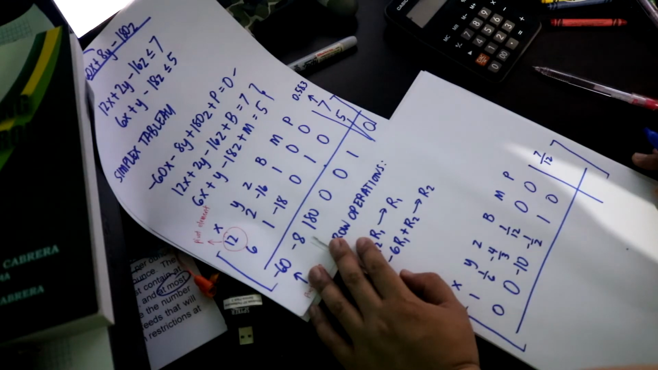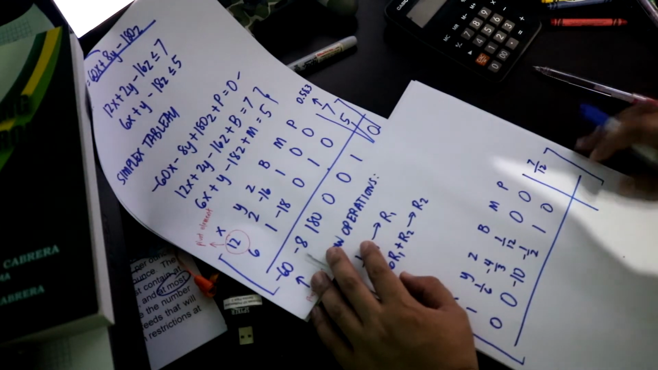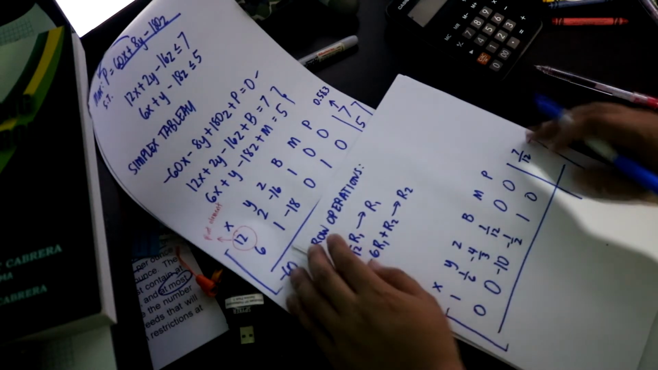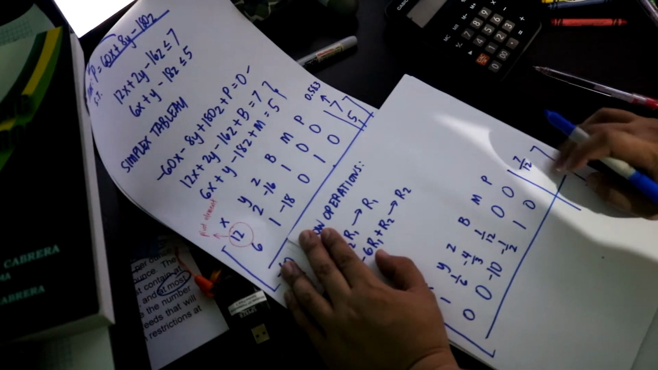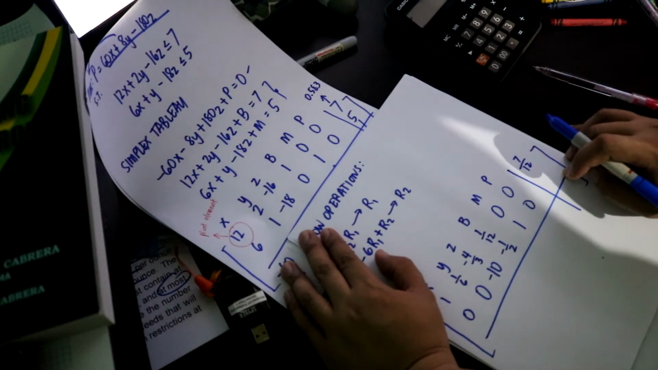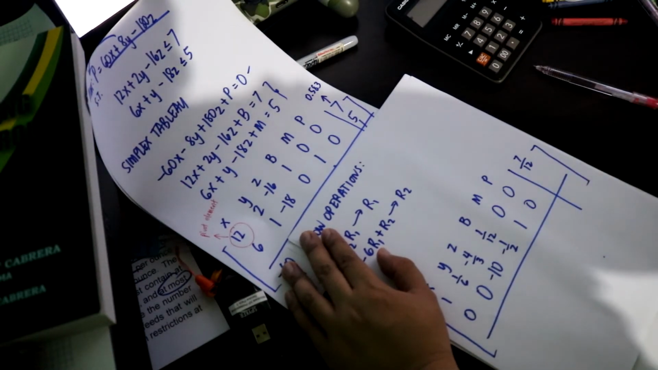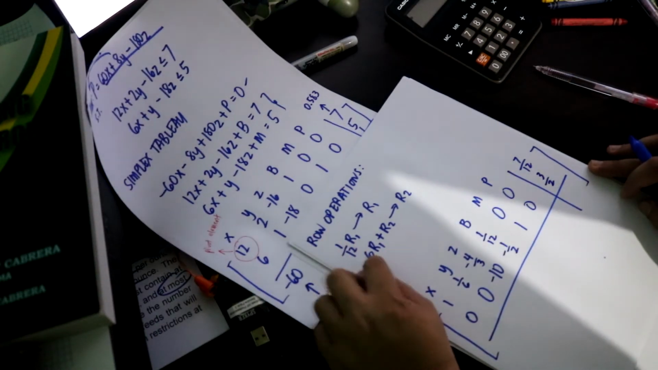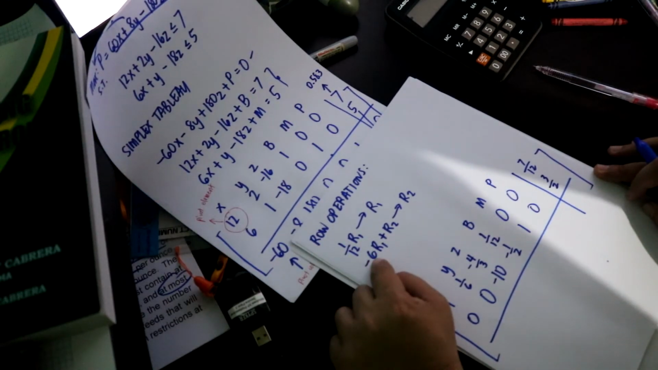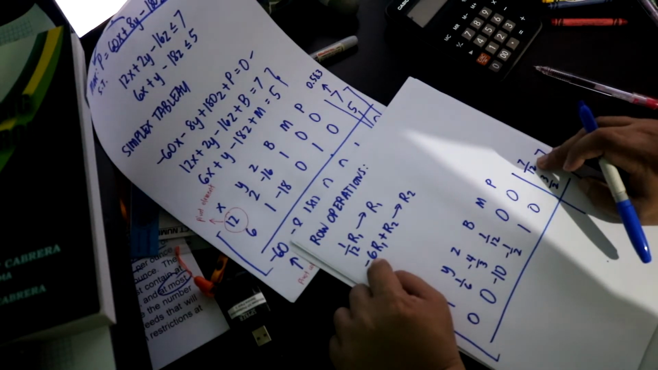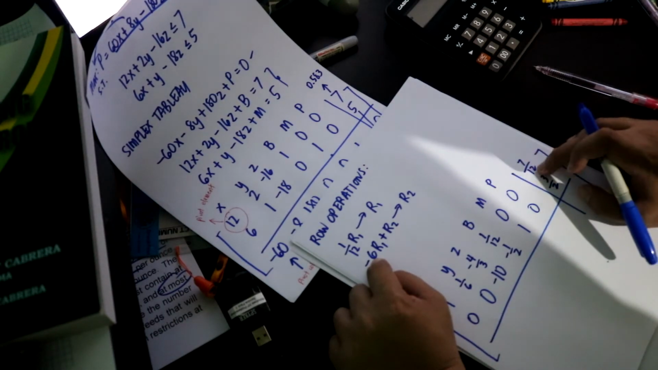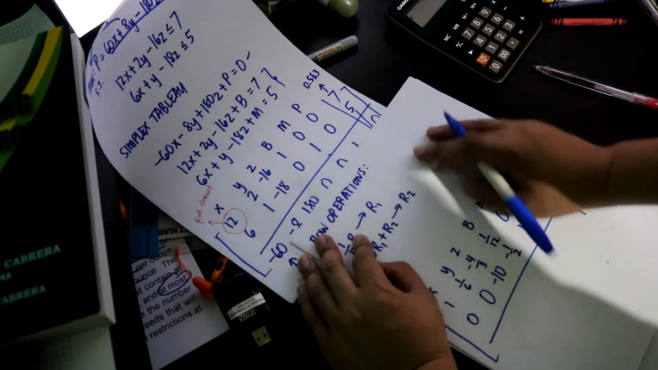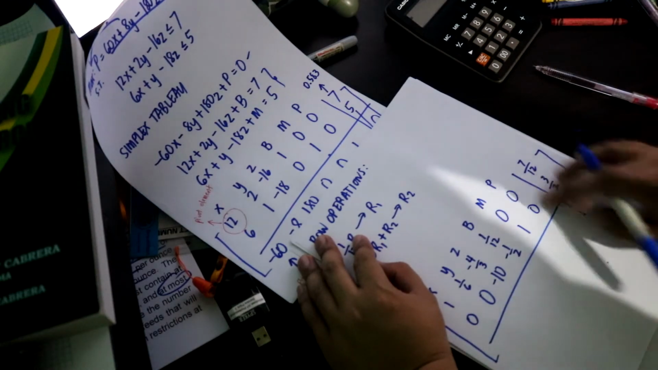5 can be expressed as 10 over 2. So let's have a side computation. Or no need. Negative 7 over 2 plus 10 over 2 would be 3 over 2. Again, negative 6 times 7 over 12 would give us negative 7 over 2 plus 5, which we can rename as 10 over 2. So negative 7 over 2 plus 10 over 2 would be 3 over 2.